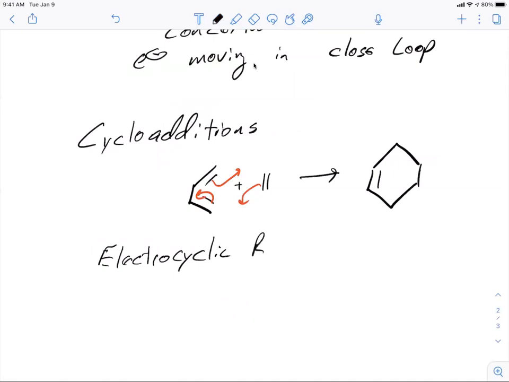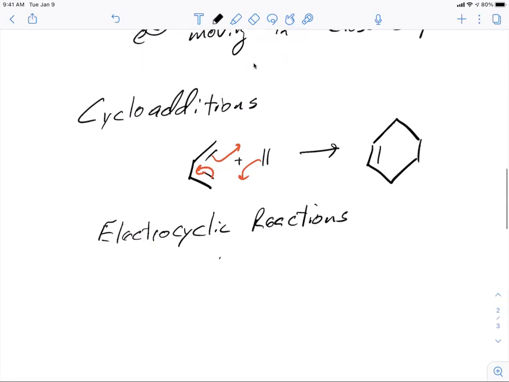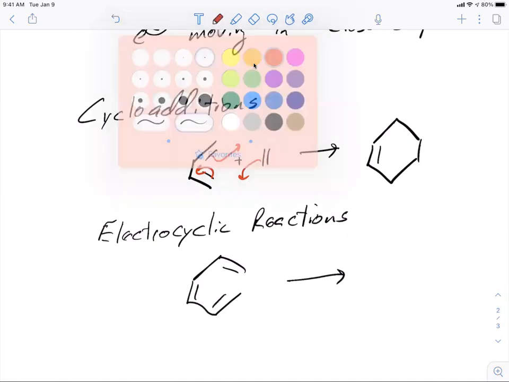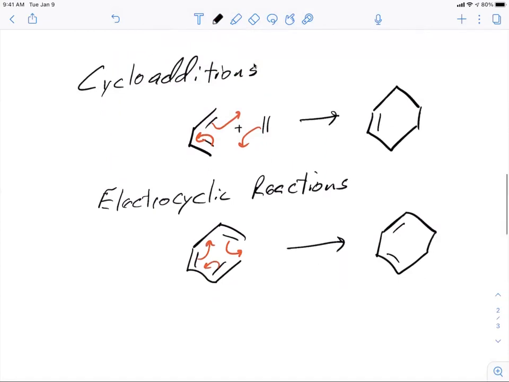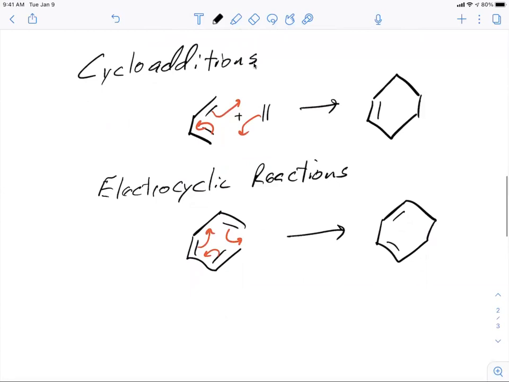Electrocyclic reactions. Electrocyclic reactions, again, we're talking about electrons moving in a circle. This then results in creation of one sigma bond, and then closing up that open ring system. So we're not bringing two molecules in together, but we are changing a pi bond into a sigma bond.